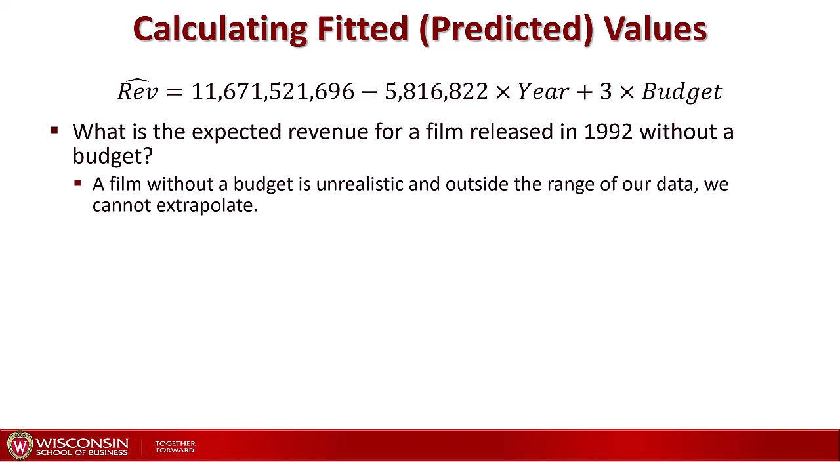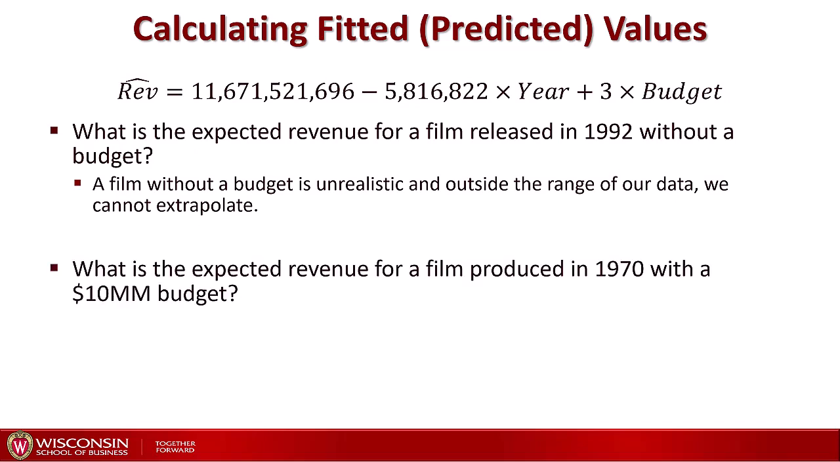A film without a budget is unrealistic and outside the range of our data. We cannot extrapolate. Indeed, it's not possible to make a movie without having some budget. So it would be meaningless to try to extrapolate the revenue. Your answer should be the same if I asked you, what is the expected revenue for a film released in the year 500? There were no movies back then, so it would be meaningless to try to predict a revenue. Now let's see a more realistic case.